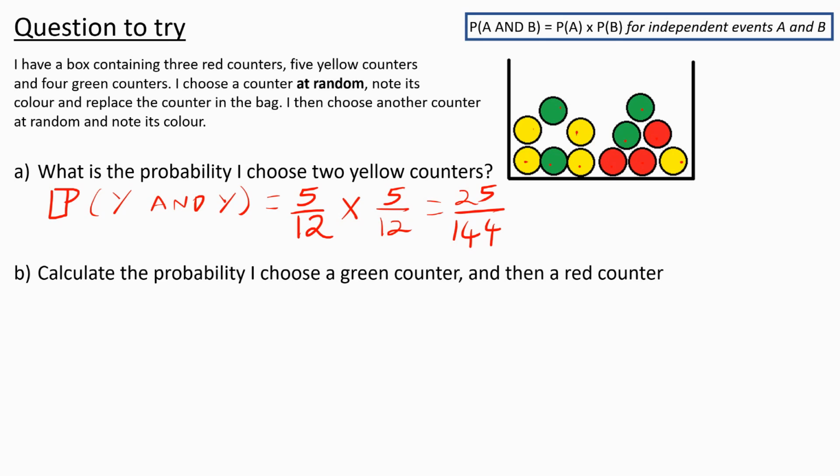Calculate the probability I choose a green counter and then a red counter. So the chance that I choose a green is 1, 2, 3, 4. So it's 4 out of 12.